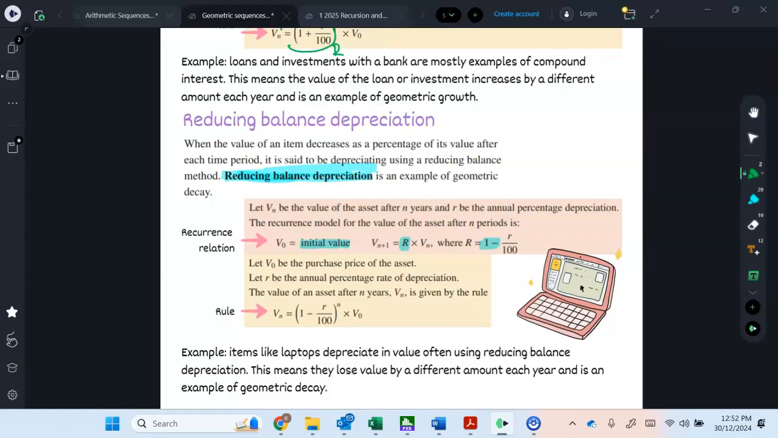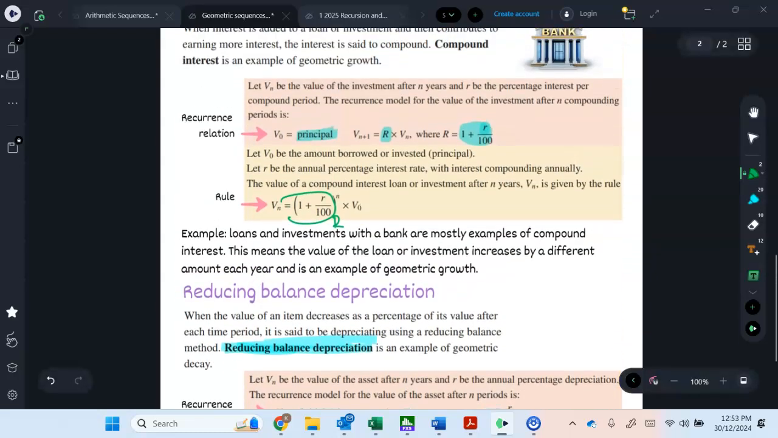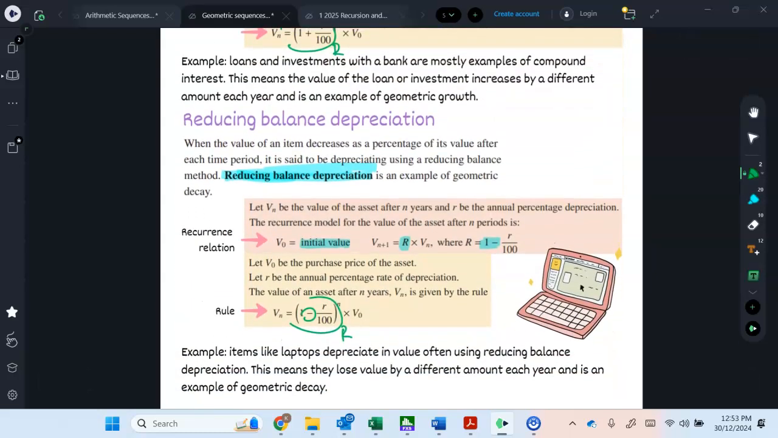Before I do that, let's just have a quick look at the rule. So there's your rule. Remember, that is your R. The main thing is we've got a minus there, whereas if we were doing growth, it's a plus. So let's say I bought my laptop for $2,000. Just to make things easy, sorry, phone rang again. So $2,000 laptop, make it easier. Let's just say it depreciates by 10% each year, reducing balance. So it's depreciating at a rate of 10% each year.